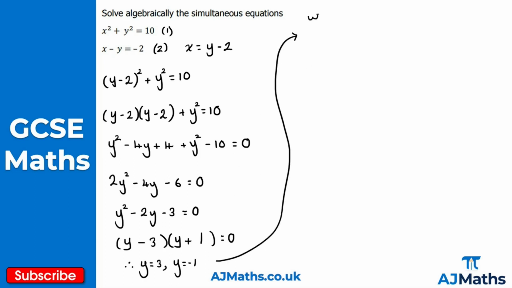So when y is equal to 3, well, we know x is equal to y minus 2. What I get here for x then is 3 minus 2, giving me 1 there. Okay, so when y is equal to 3, x is equal to 1. And when y is equal to minus 1, then x is equal to minus 1 minus 2, giving me minus 3 there.